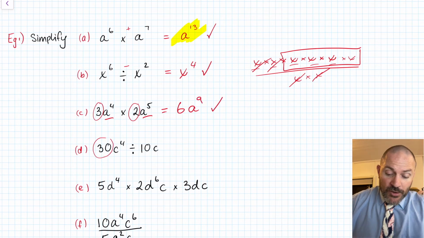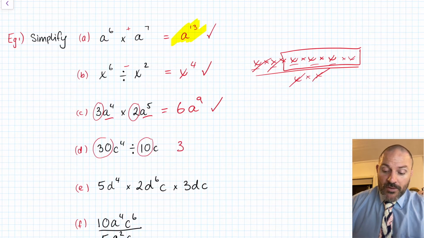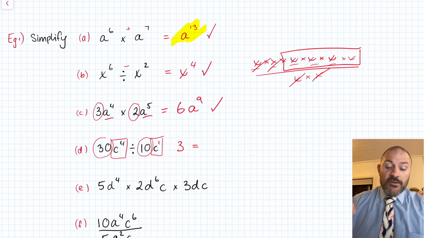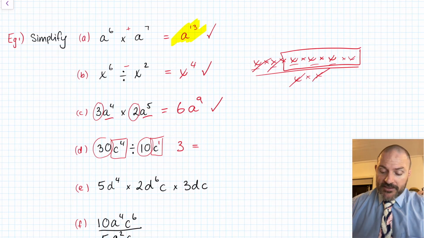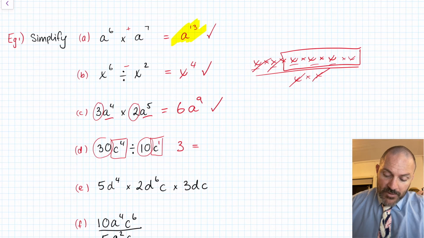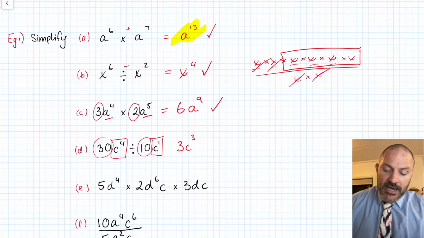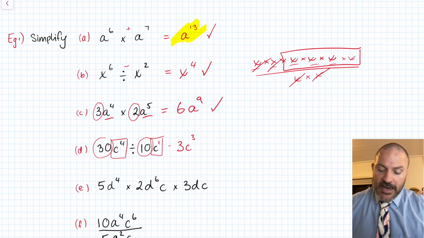Next one, 30 divided by 10. Well, that makes 3. Now, we have c to the power of 4 divided by c. Now, I don't have a power there, do I? But actually, it is a power. It's the power of 1. So 4 take away 1 is 3. So we have 3c to the 3. Again, 30 divided by 10 is 3, and then I have c to the power of 3.